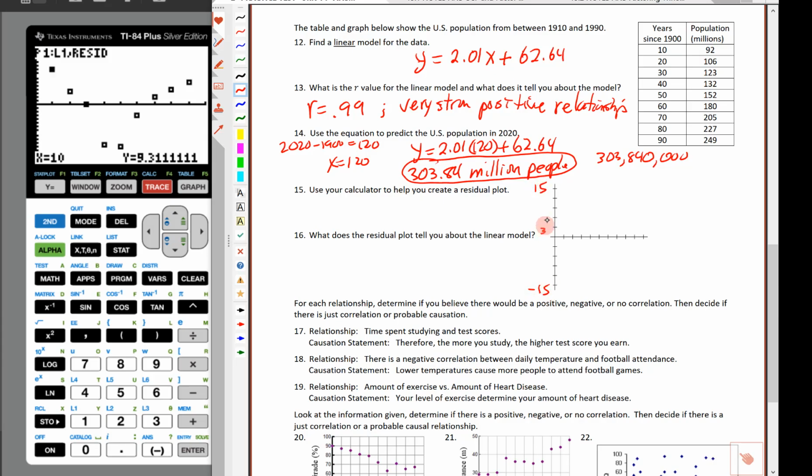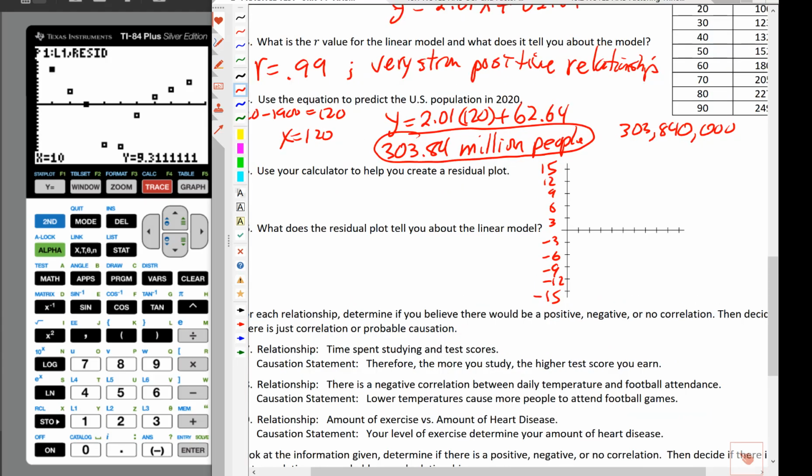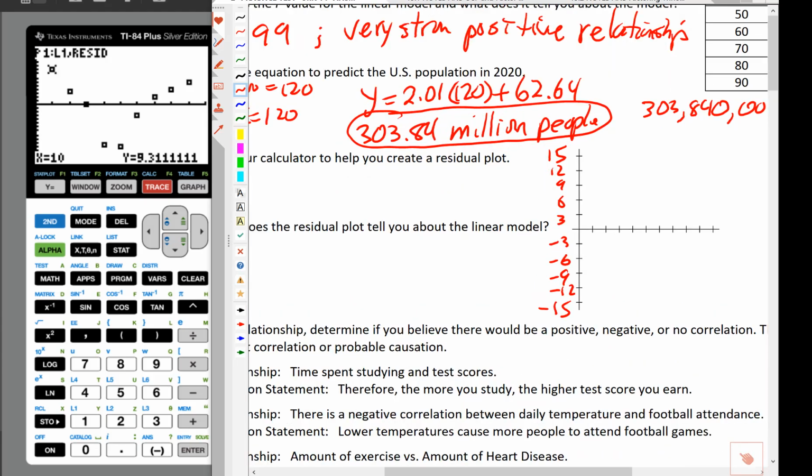So I'm going to put a 3, a 6, a 9, a 12, and a 15. And this would be negative 3, negative 6, negative 9, and negative 12. Okay, that'll look pretty good there. And I'm going to zoom in on this just a little bit. That'll probably make it easier for me to write my answers on this.